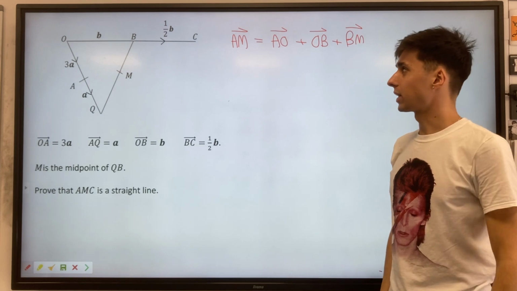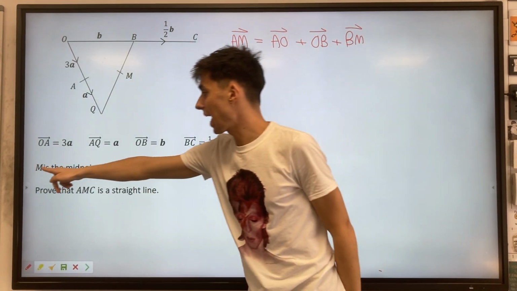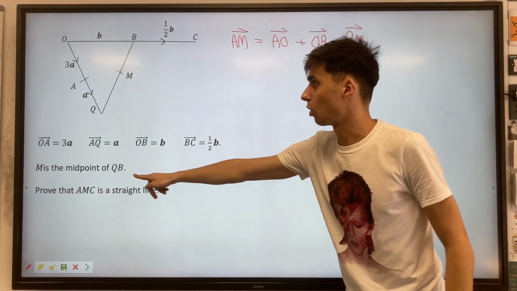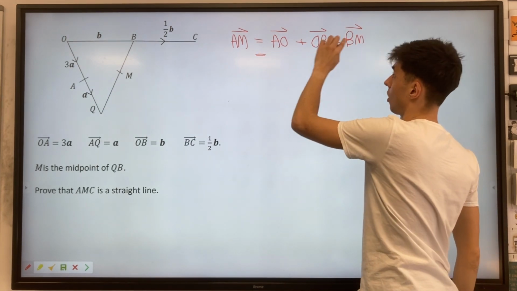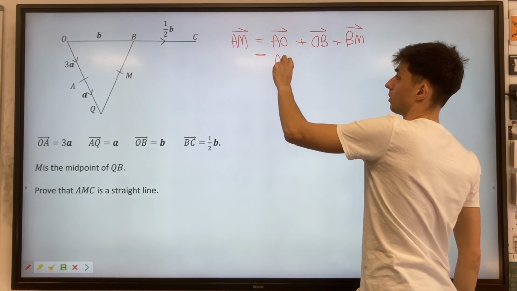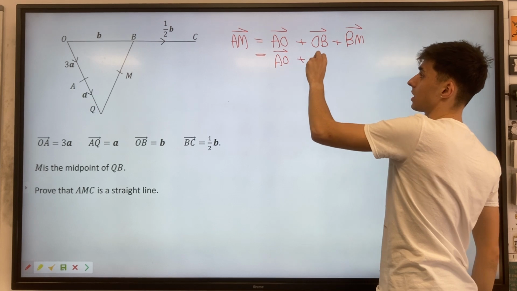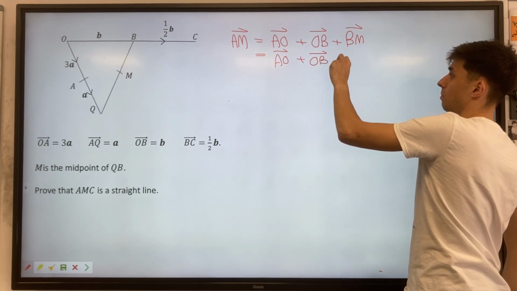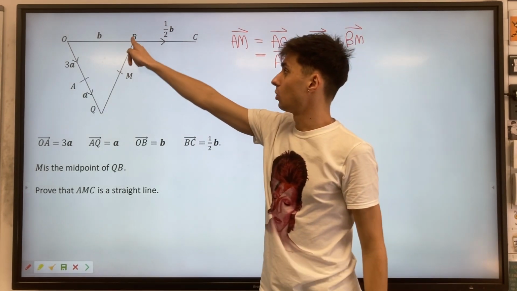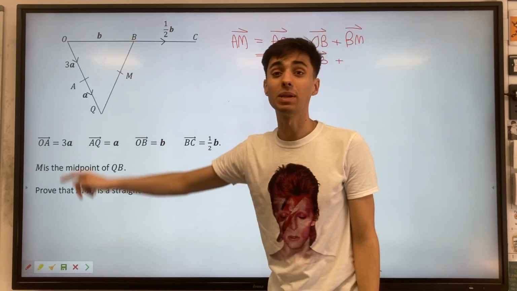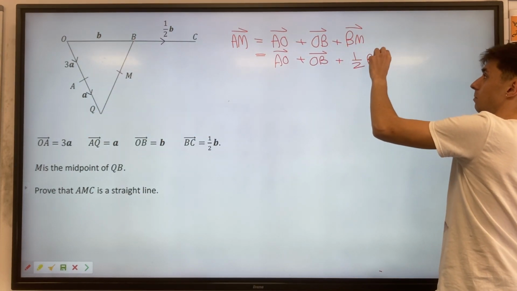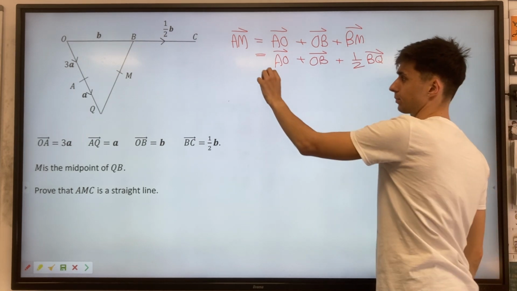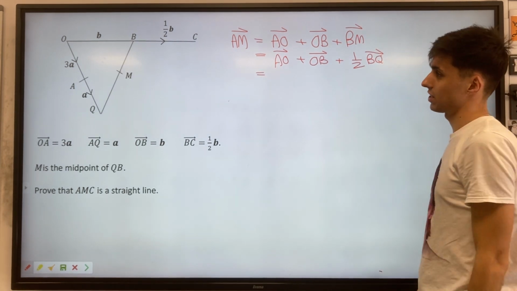Well, let's keep it going then. So we're also told M is the midpoint of QB. So actually we can replace our BM with still an A to O, still an O to B, but instead of B to M, we can say that's a half of B to Q. So plus a half BQ.